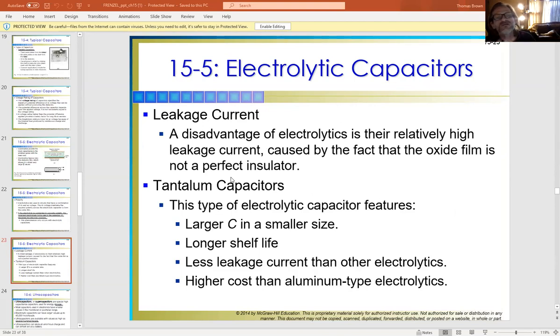Okay, and this is a disadvantage: the leakage current. Caps don't really oppose current so much. They oppose or block voltage. The current always seems to wiggle its way by for some reason. But it's largely because of the way the electrolytics are.